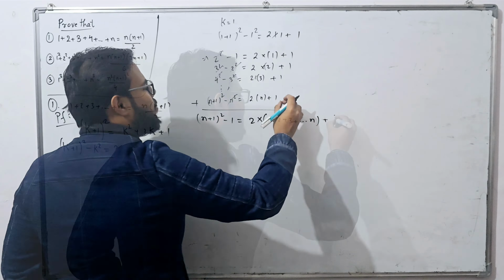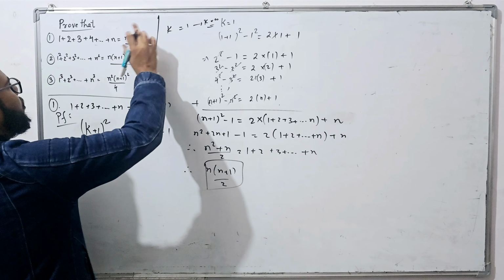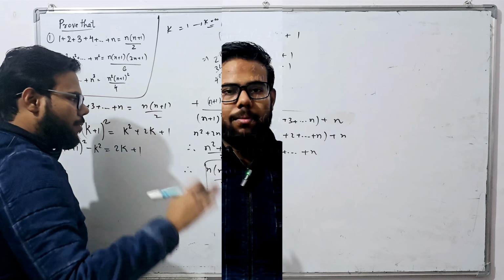So what is this? This is equal to n square plus 2n plus 1 minus 1 is equal to 2 times this sum, 1 plus 2 and so on till n. So you get n square plus 2n by 2, which is equal to 1 plus 2 plus 3 and so on till n. So this expression is equal to n times n plus 1 by 2, hence proved. We have proved this one. Now let's move on to the second one.